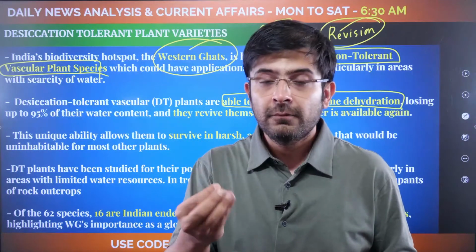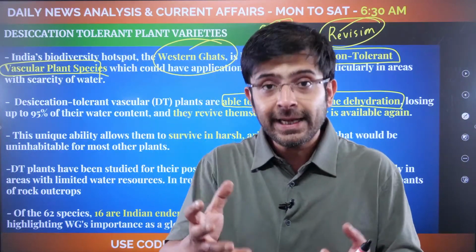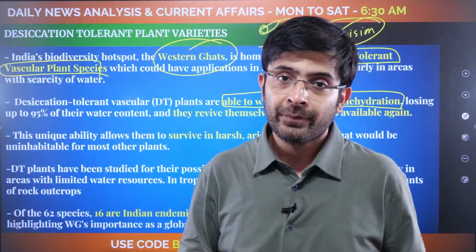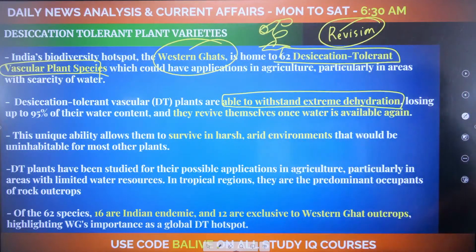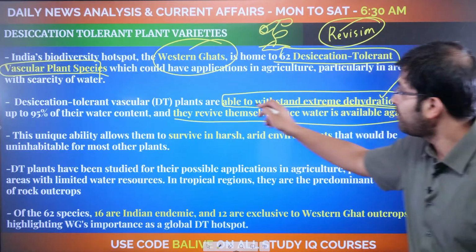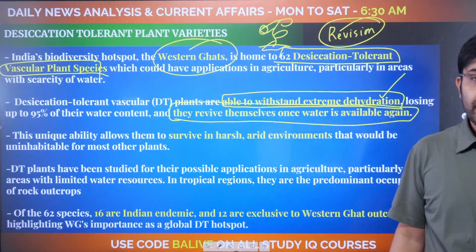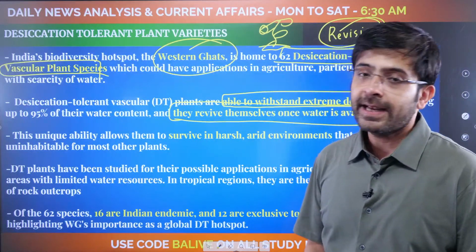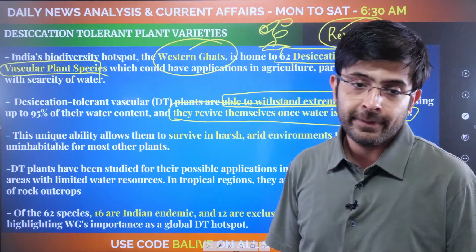If you haven't, well, no problems. But that essentially is the desiccation plant. Okay, that essentially is the whole point of it. That it is able to withstand extreme dehydration, can lose up to 95% of its water, and once again, as soon as you make water available, it comes back to life. That essentially is a desiccation tolerant plant variety.